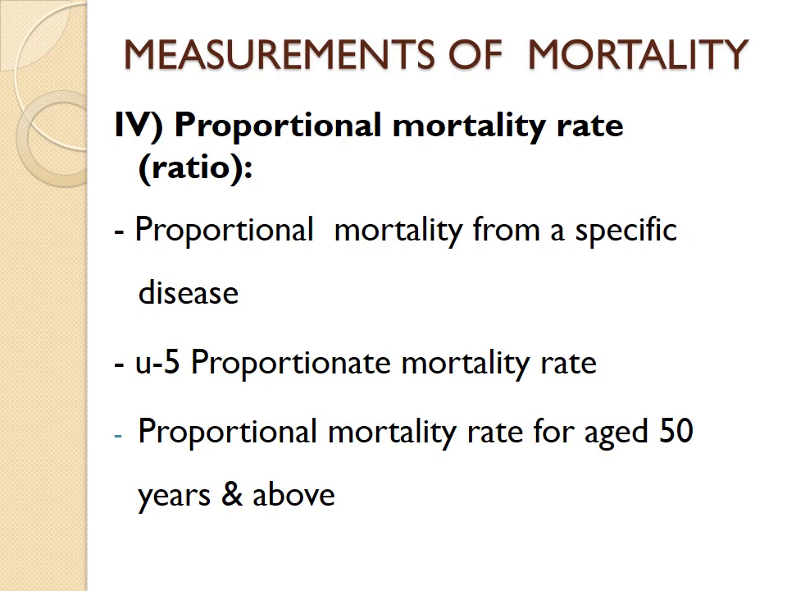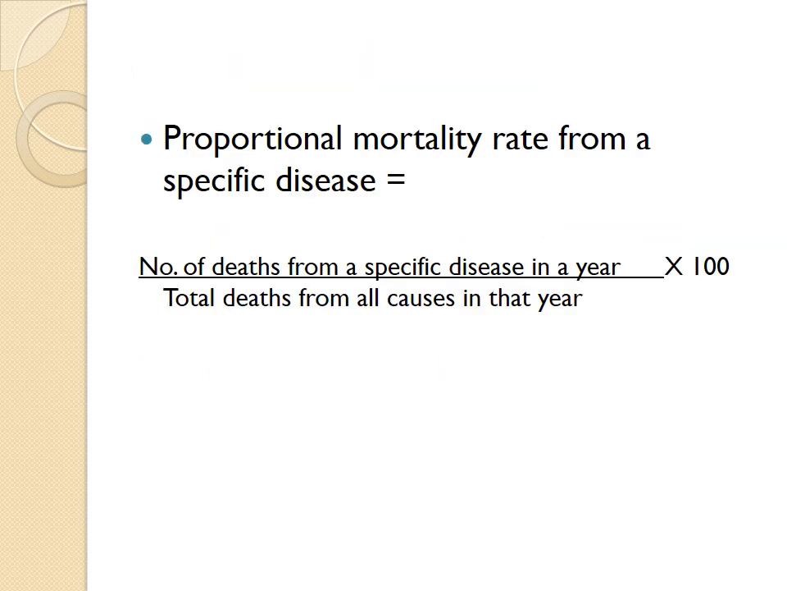The next important one is the proportional mortality rate or ratio. Proportional mortality can be from a specific disease or of a specific age group, for example, under 5 proportionate mortality rate, or for those aged 50 years and above. So how is the proportional mortality rate from a specific disease calculated? It is the number of deaths from a specific disease in a year divided by the total deaths from all causes in that year, into 100.